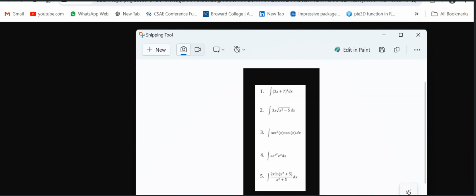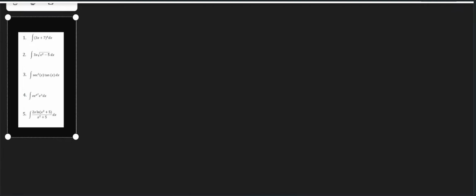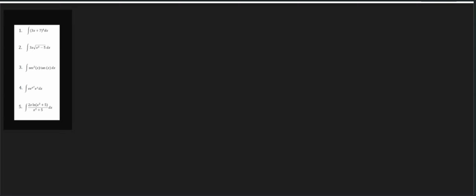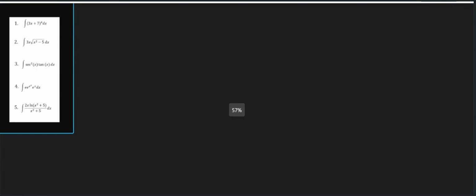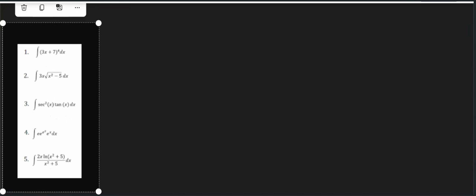Now let's take these questions to our whiteboard where we will be discussing it. An example. So let's put this here. Now we are supposed to solve these using U-substitution. Let me just zoom this out. So let's solve the first question.